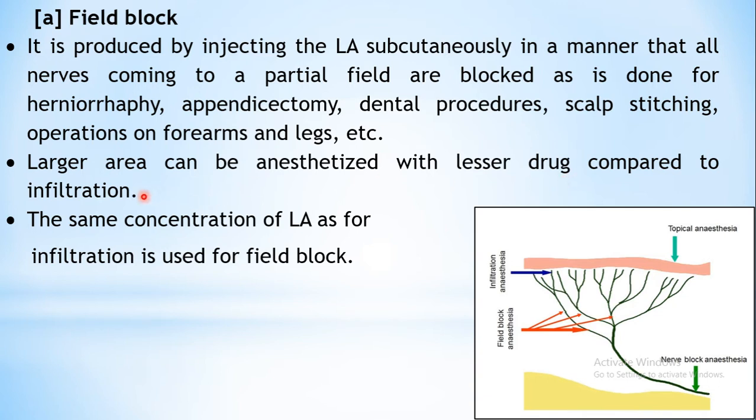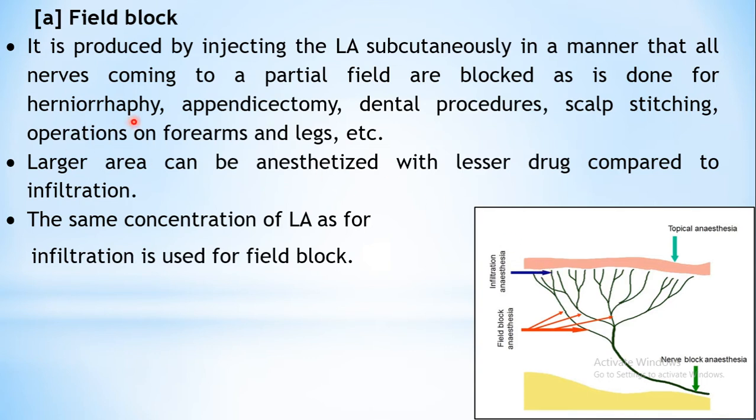When you compare this technique with infiltration anesthesia, if you use the same amount of drug in case of infiltration and in case of field block, and compare the area which is anesthetized, it will obviously be larger in case of field block, because even though the drug is injected in this particular area, these neurons are supplying a larger area. So comparatively a larger area is getting anesthetized over here. You require an even lesser amount of drug to anesthetize a larger area when you use the field block.